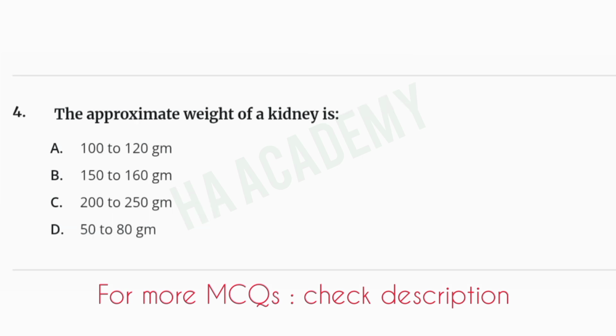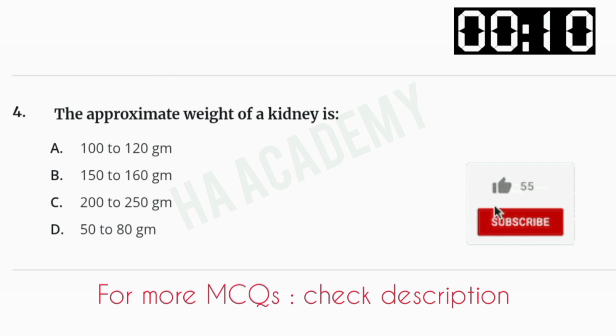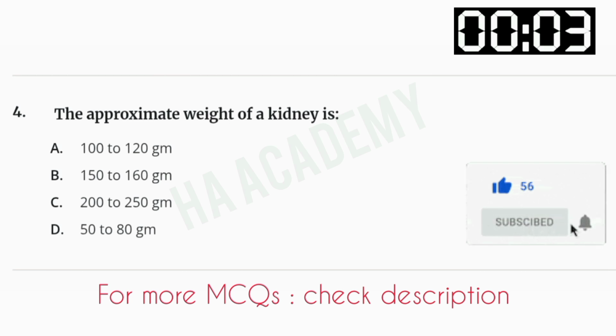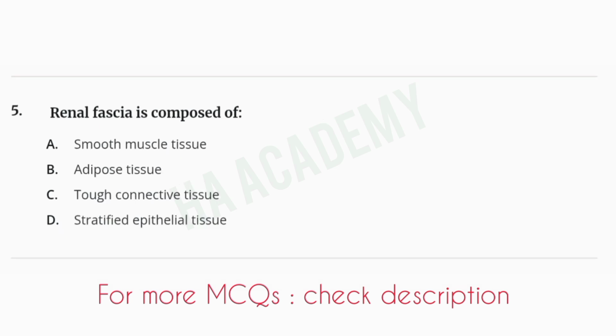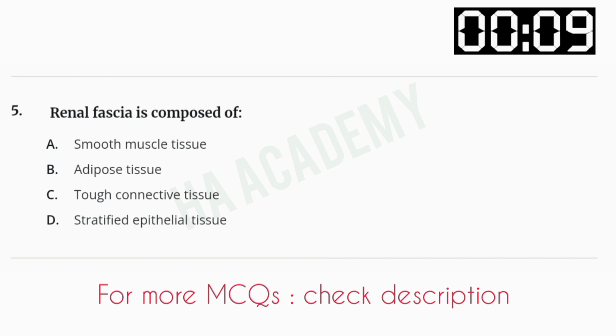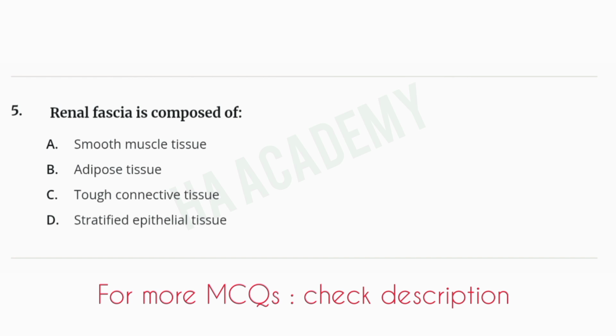The approximate weight of a kidney is... The correct answer is 150 to 160 gram. Renal fascia is composed of... tough connective tissues is the right answer.